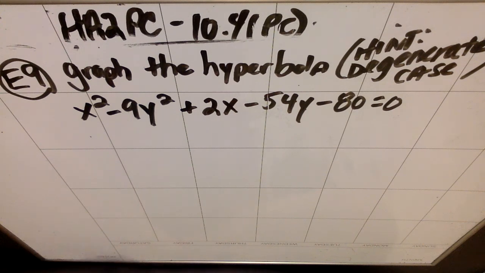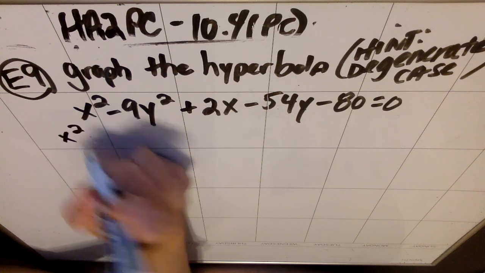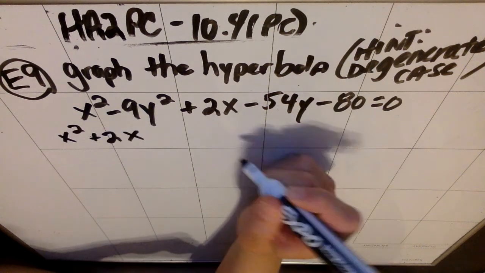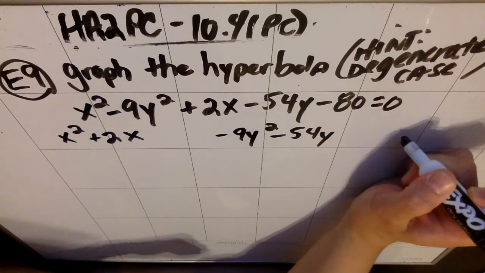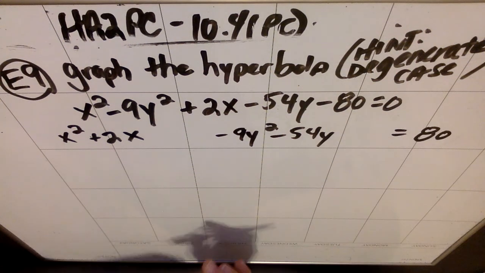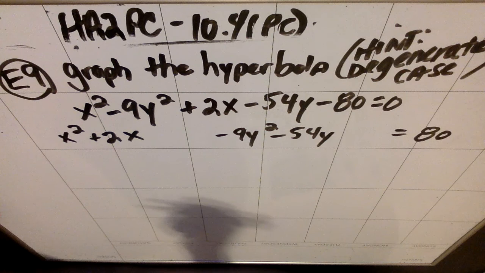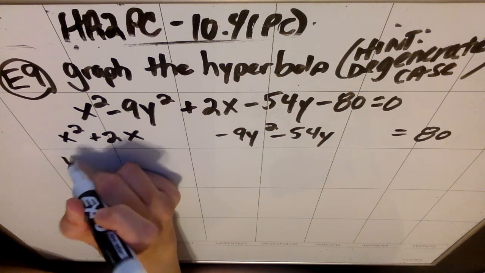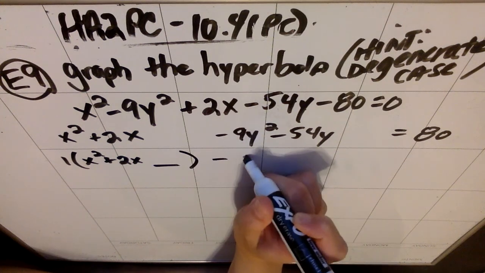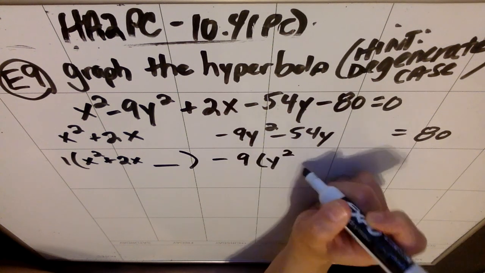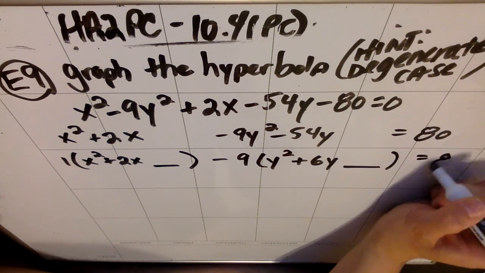All right, so we're going to go ahead and complete the square, right? So I'm going to separate my x stuff and my y stuff. So I'm going to have an x squared plus a 2x, and leave some space, and a minus 9y squared minus 54y. I'm going to add the 80 to the other side. Now I'm going to pull out the leading coefficient, but for the x, that's just a 1. So I get x squared plus 2x, leave a blank space. I'm going to pull out the leading coefficient of the y stuff, that negative 9, which gives me a y squared plus 6y, and I'll leave a blank space. And on the other side, I have that plus 80.